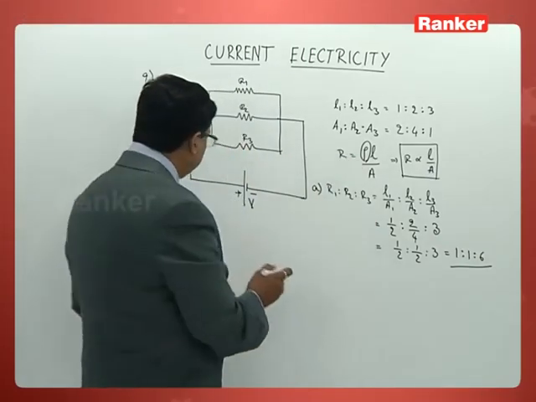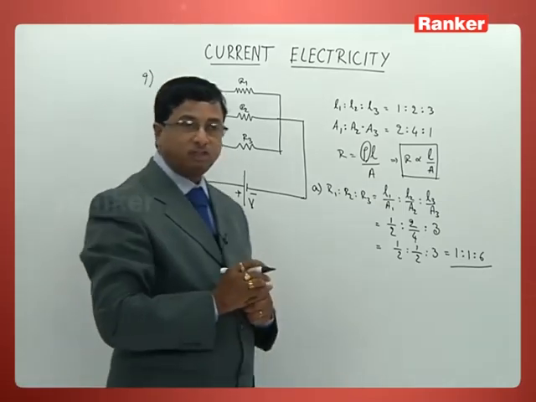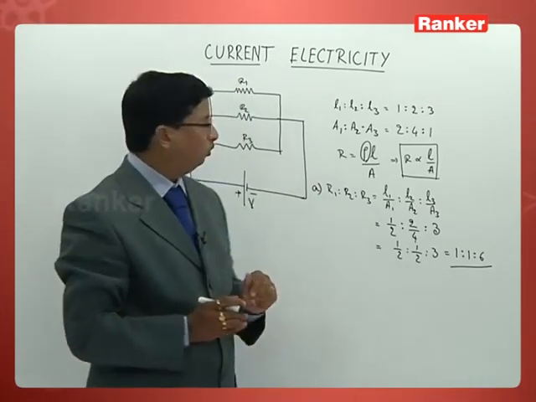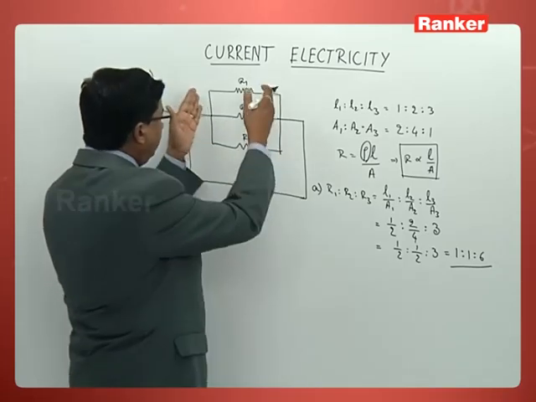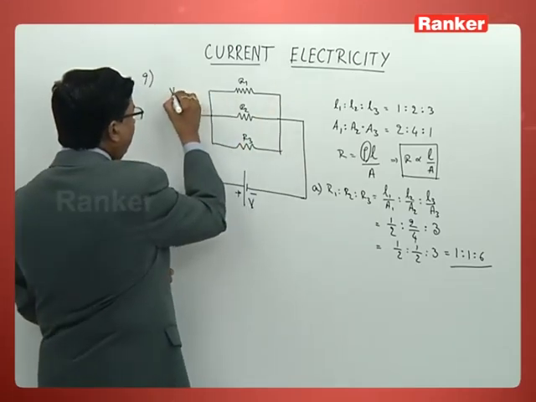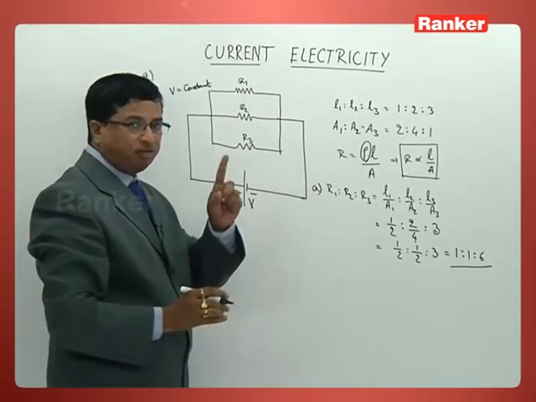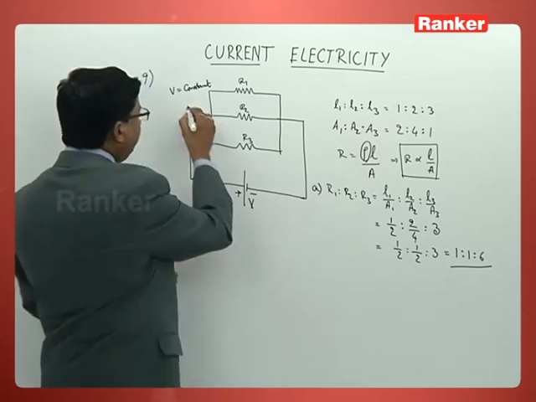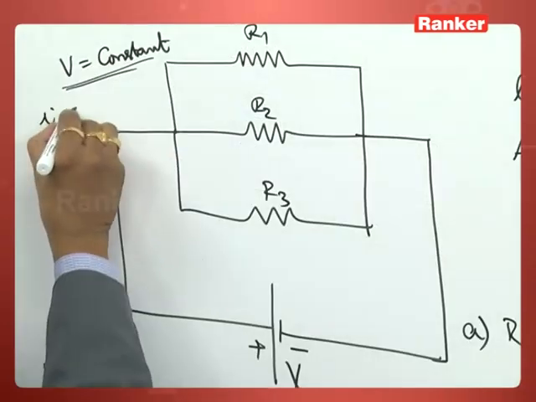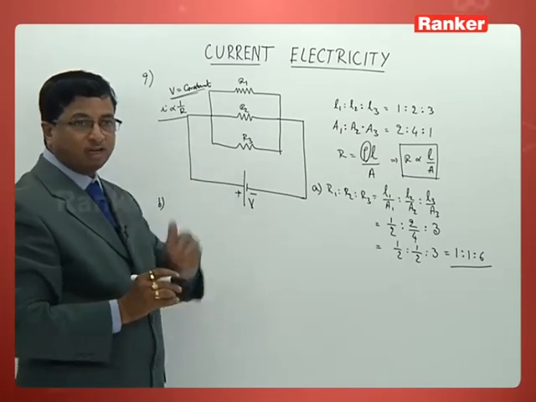What is the second bit he is asking? Look at that second bit part of it. What is he asking you? Ratio of electric currents. I have already told you these three resistors are connected in parallel. When they are connected in parallel, you can all understand the potential difference across each and every resistance remains constant. When the potential difference across each resistance is constant, current is inversely proportional to R. That is the concept you need to understand.